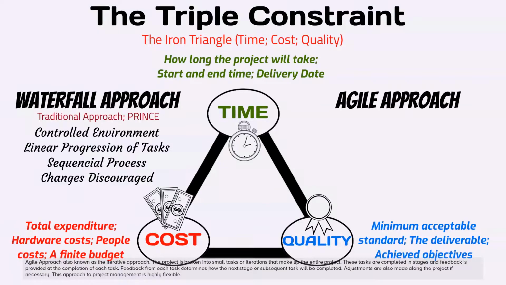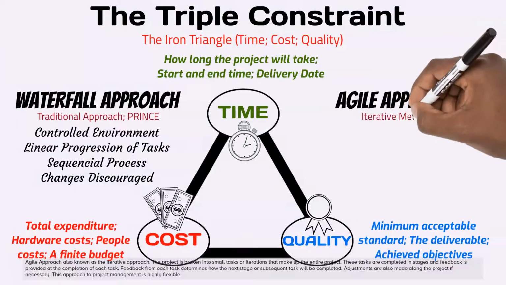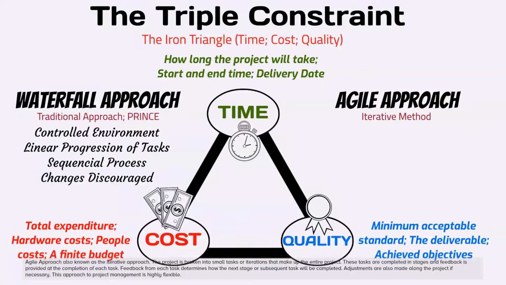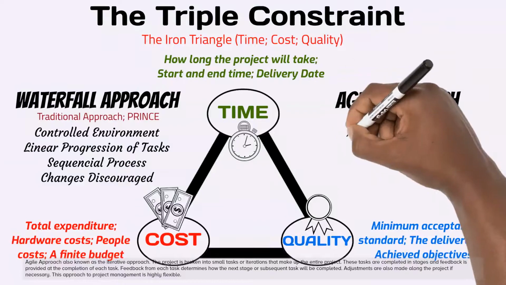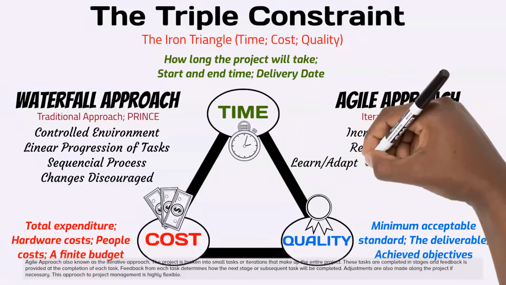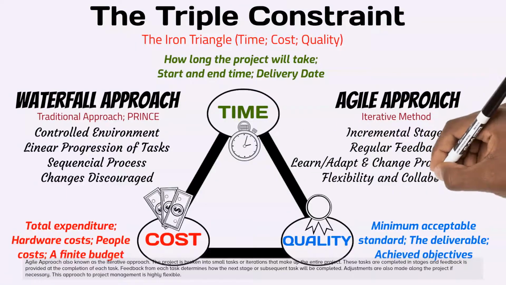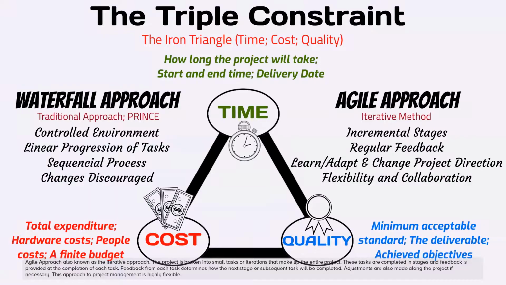Agile approach, also known as the iterative approach. The project is broken into small tasks or iterations that make up the entire project. These tasks are completed in stages and feedback is provided at the completion of each task. Feedback from each task determines how the next stage or subsequent task will be completed. Adjustments are also made along the project if necessary. This approach to project management is highly flexible.